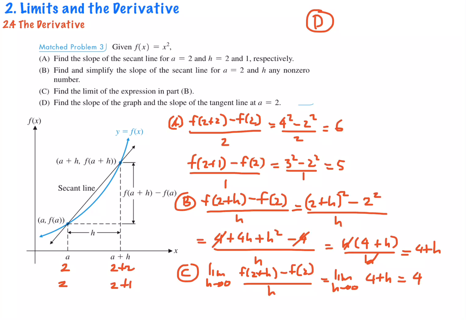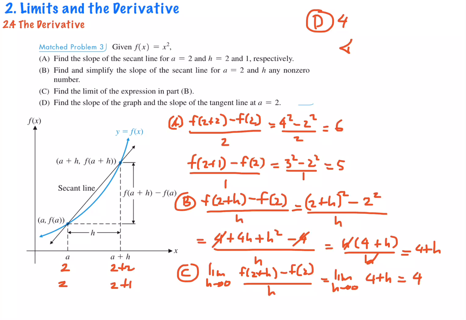Find the slope of the graph and slope of the tangent line at a equal to 2. It means that from this secant line, when the h becomes 0, you'll get that, this is referring to the limit of h approaching 0, so that's also equal to 4. So that's how we obtain it.